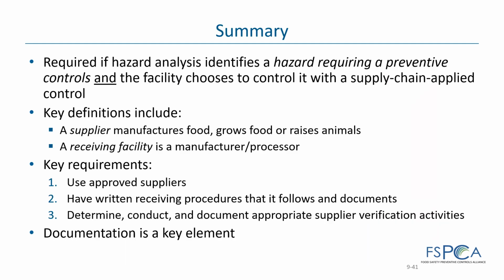So let's summarize all of Chapter 9 here. This is a type of preventive control if you have a hazard requiring a preventive control and your food safety team decides that the supply chain applied control is the most appropriate way to control it. Some key definitions that we talked about: a supplier manufactures food, grows food, or raises animals, does something of consequence, and a receiving facility is a manufacturer or processor.